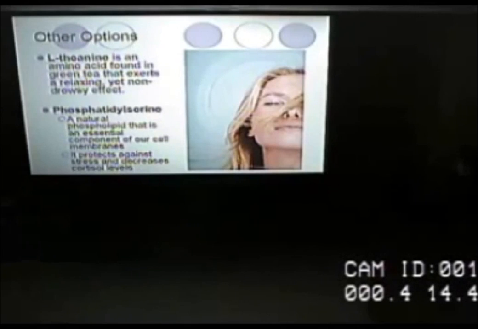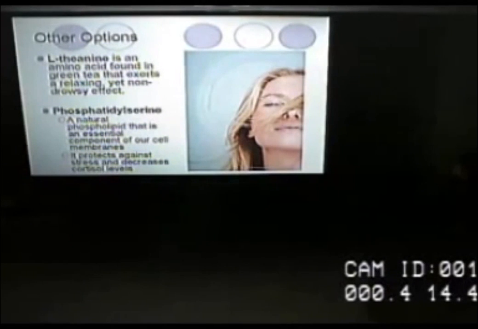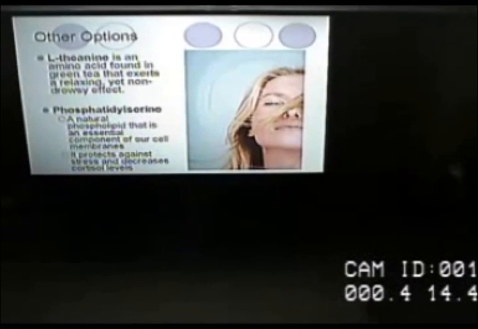Other options for stress, theanine, found in green tea, helps with the alpha, theta, beta waves in the brain. It helps with relaxation. It doesn't give a drowsy effect. It just helps. And I've heard Carol say that if you have a cup of decaf green tea with this at nighttime, that it would help to sleep.